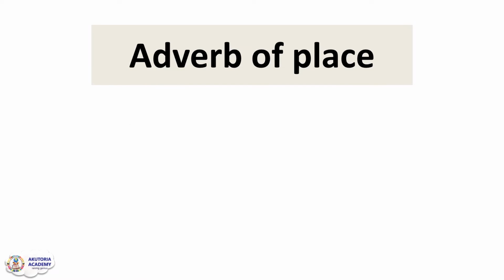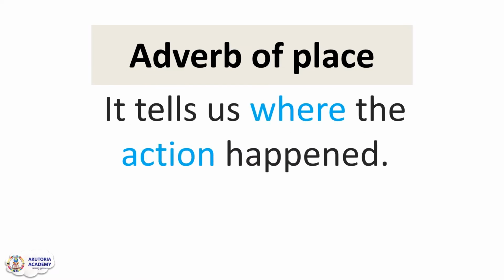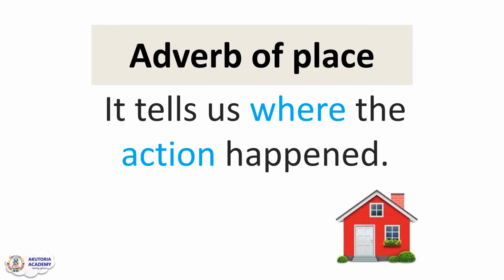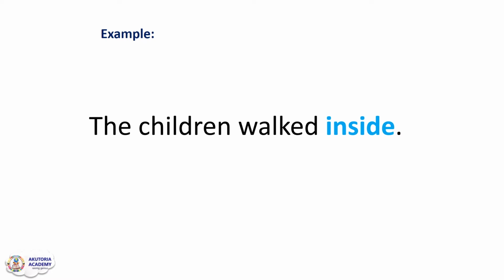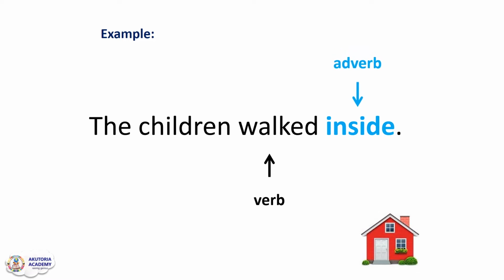And the third one, adverb of place. It tells us where the action happened. Let's see this example. The children walked inside. So what's the action word? Walked. That's the verb. Now, where did the children walk to? They walked inside. So the word inside is talking about the verb walked. It's telling us where the action happened.